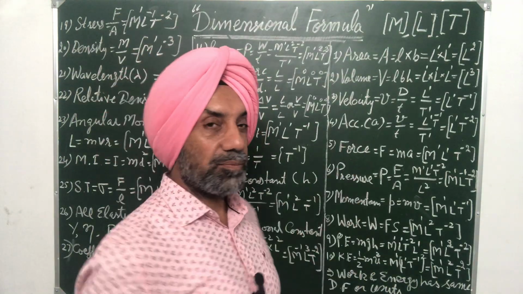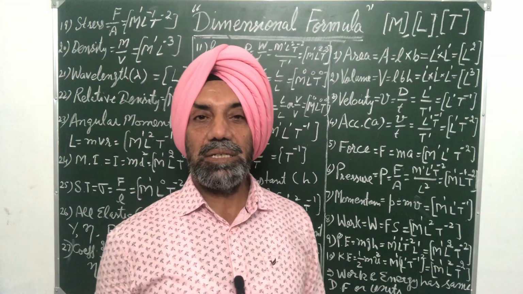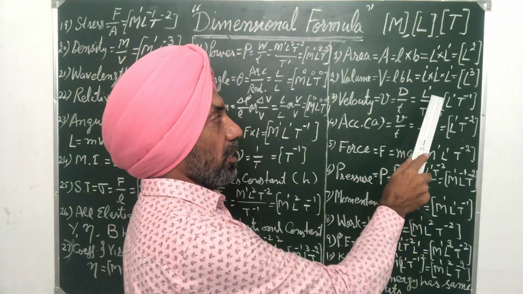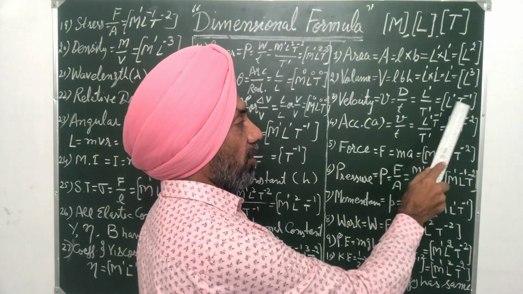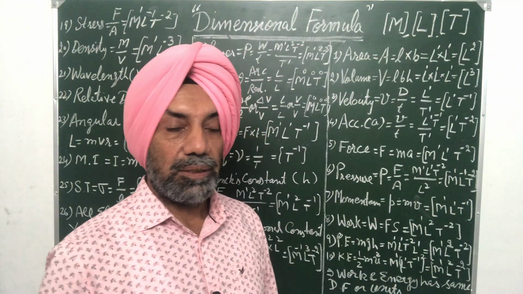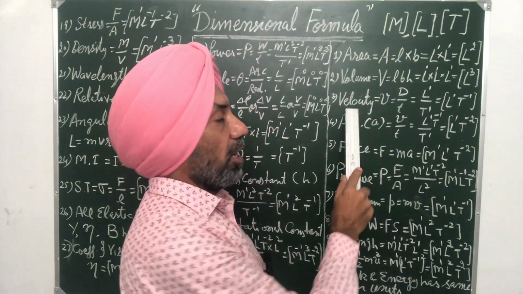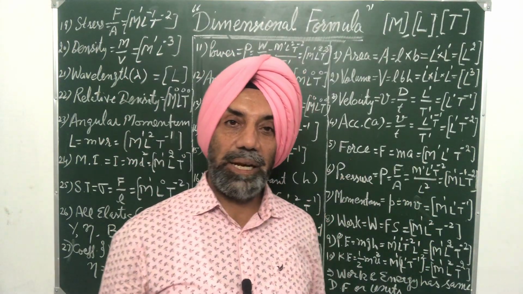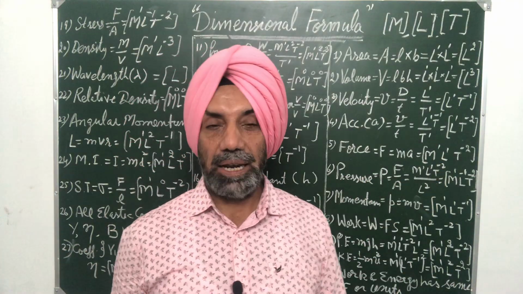Then velocity. Velocity is defined as rate of change of displacement. Displacement means distance covered. So [L1] over time [T1], or it will be [L1 T^-1]. So knowing the units of length and time, we can know the units of velocity. If length is in meter, time in second, the unit of velocity will be meter per second.